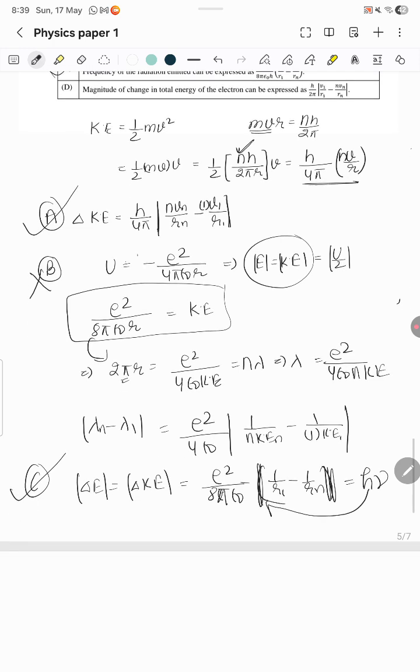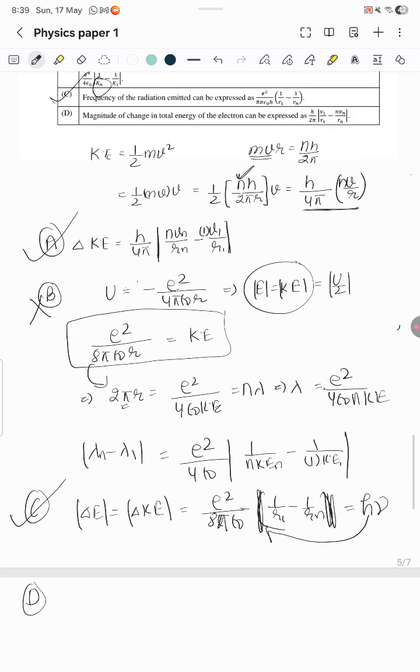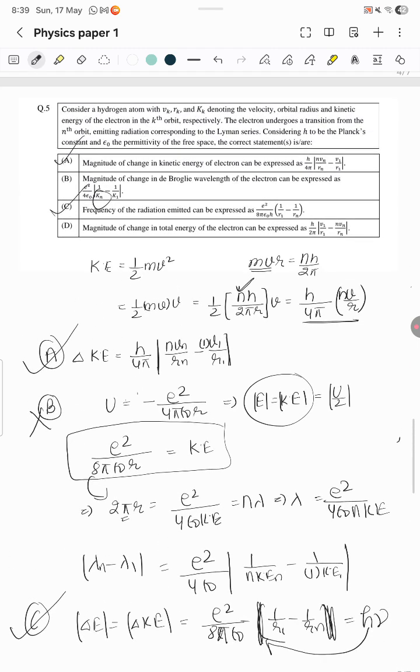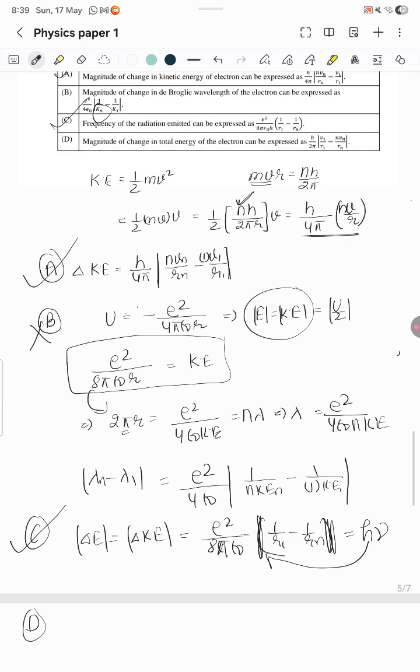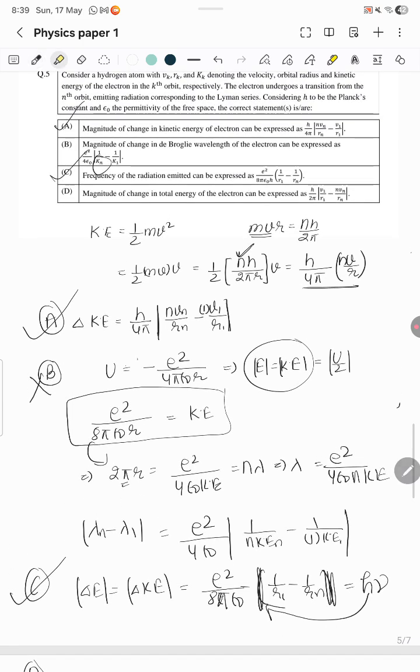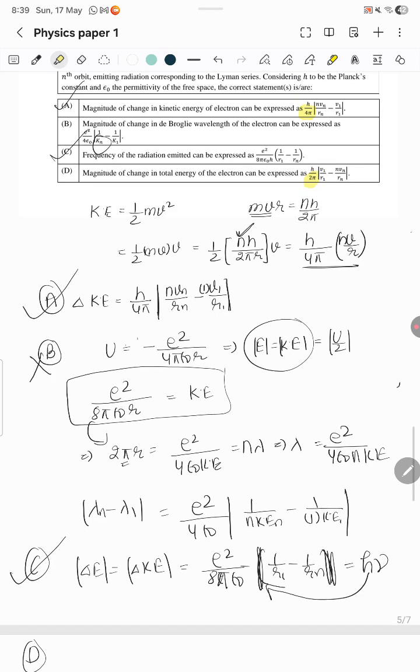Finally, we need to find the change in total energy of the electron. Again, the change in total energy of the electron is nothing but the change in kinetic energy. The change in kinetic energy we just now calculated in option A, right? The change in the kinetic energy of the electron was h upon 4 pi times n vn by rn minus v1 by r1. So we can say there is a factor of 2 missing here, because the total energy magnitude is equal to the kinetic energy magnitude. Option A and option D cannot be correct simultaneously. Therefore option D is actually wrong.